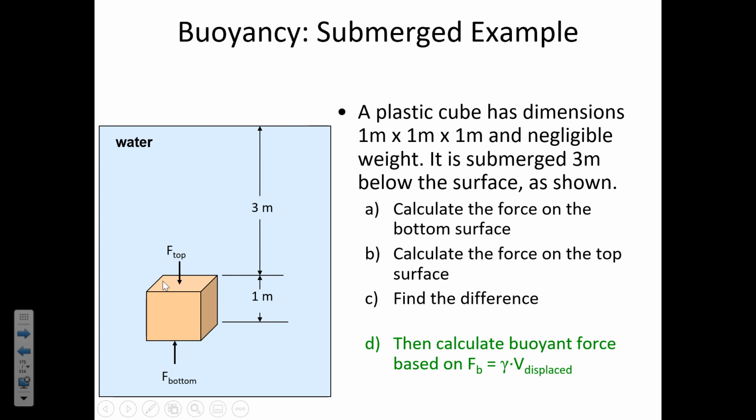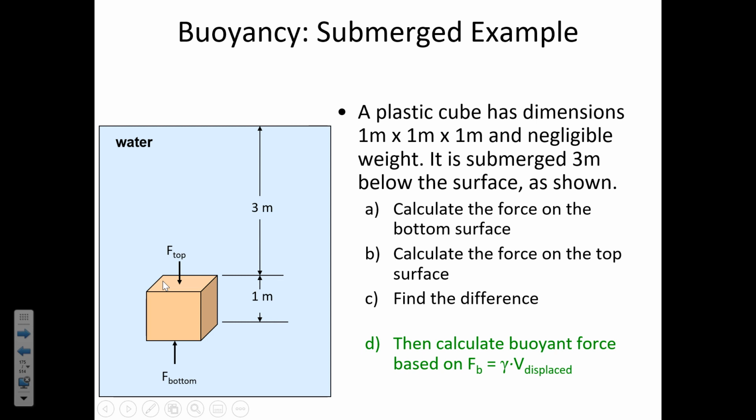You could think of that as the weight of water that's above the top of the cube, or just the pressure acting over an area. It's one and the same. So that's the top force. The force on the bottom, similar idea. It's the pressure at the bottom multiplied by the area at the bottom of the cube.